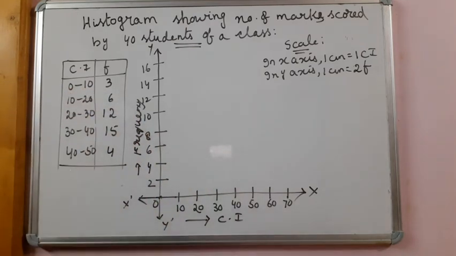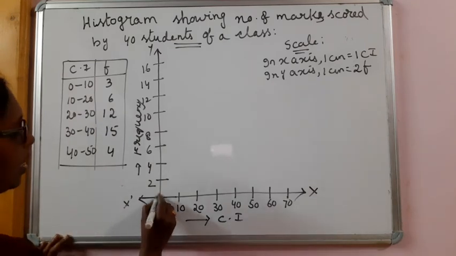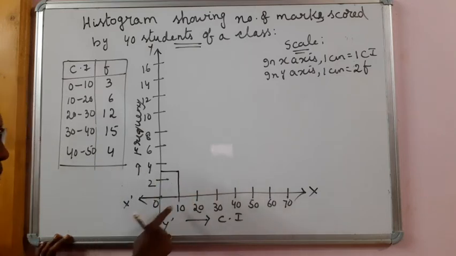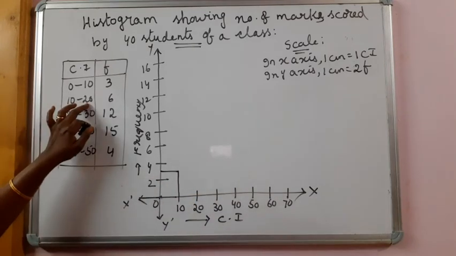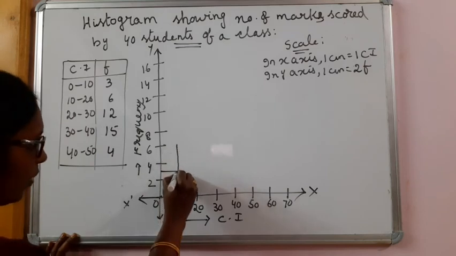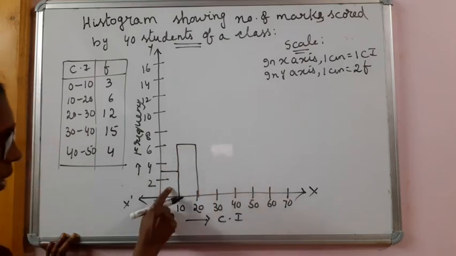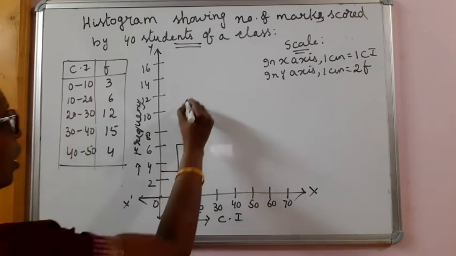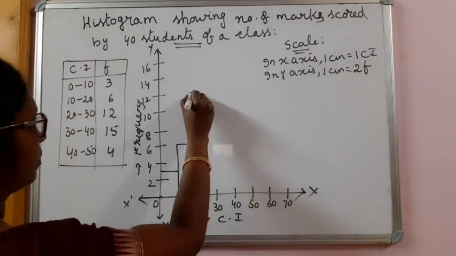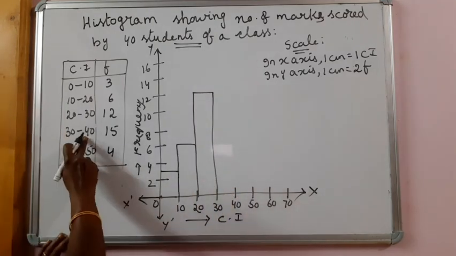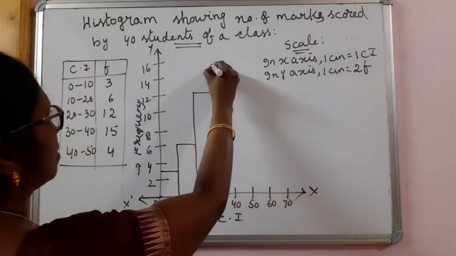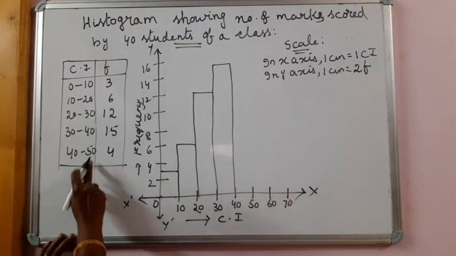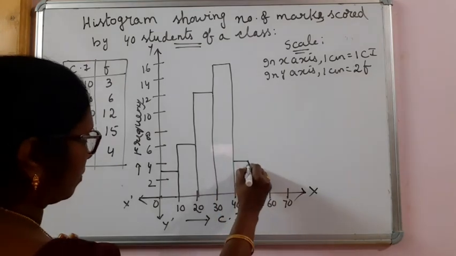0 to 10 marks secured by 3 students. Here 0 to 3 is here. Just like bars we have to draw. But here it is continuous. 10 to 20, 6 students. We can see here. So continuous bars, there won't be any gaps between the bars. 20 to 30, 12 students. Okay. 30 to 40, 15 students. More or less from here. And 40 to 50, only 4 students.